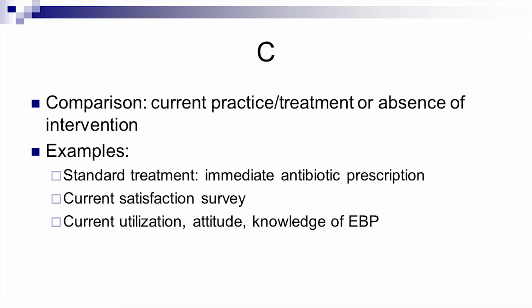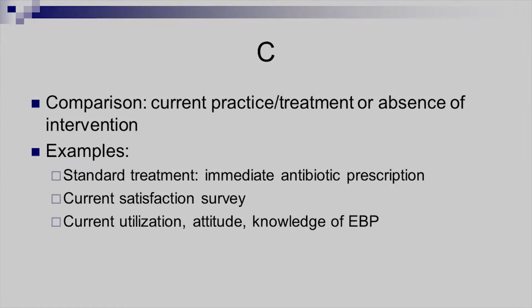The C of the practice question is the comparison. This is the current practice treatment. Or this could be absence of intervention. If, for example, there's something that is not being done on your unit, but you're considering implementing. Here are some examples. Standard treatment, which is immediate antibiotic prescription. The next example is current satisfaction survey. And the next example is current utilization, attitude, or knowledge of evidence-based practice.